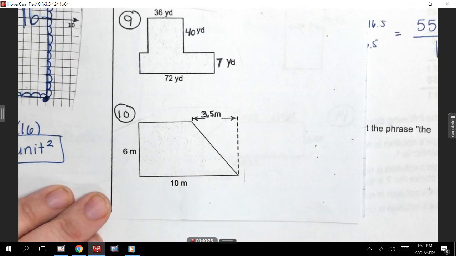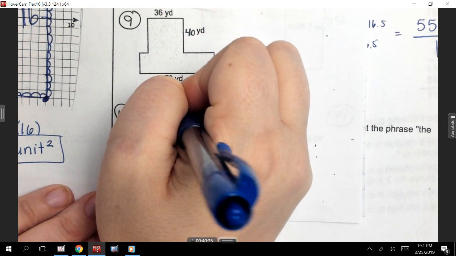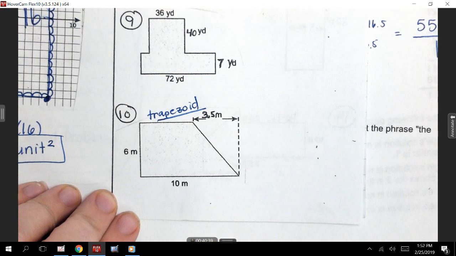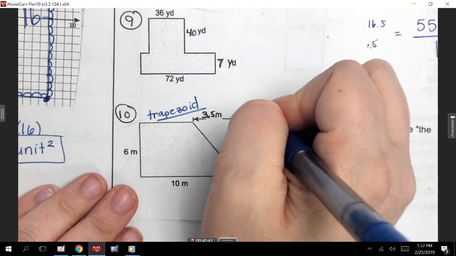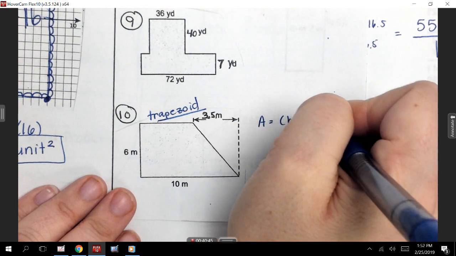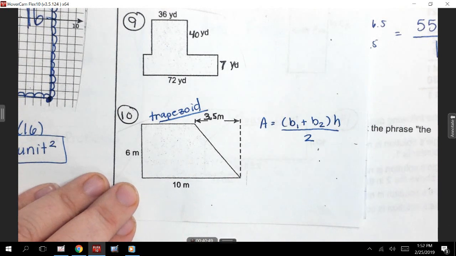Now, number 10, I want to look at number 10. So, number 10, we can split that up. Or what else do you notice about number 10? It can just be a trapezoid. So, do I have to split it? No, in fact, it's probably going to be easier just to do a trapezoid. So, A equals, we're using our B1 plus B2 times the height divided by 2. So, guys, I skipped 9, which means you need to make sure you get 9 done tonight.